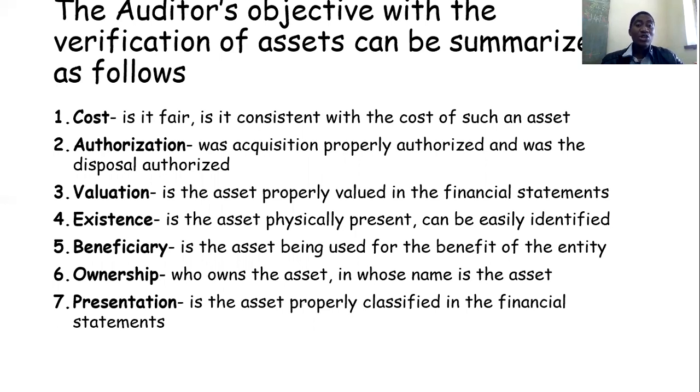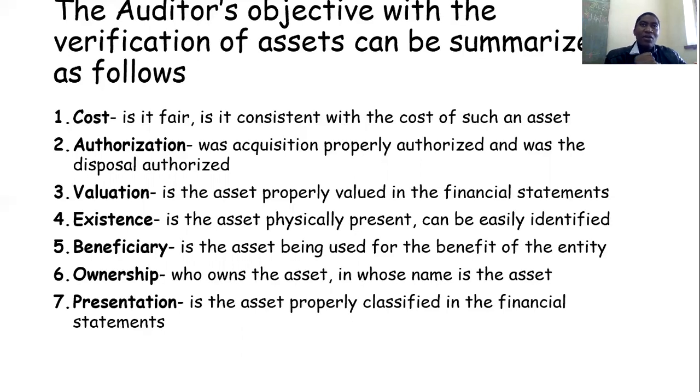Then the auditor's objectives when it comes to verification of non-current assets are as follows. Number one, the auditor is going to look at the cost of the asset. What are we saying? We are saying, is the cost of the asset fair? Fair to what extent, right? For example, we buy a motor vehicle, maybe let's say a Toyota Hilux, a double cab, for 56,000 US dollars, right?